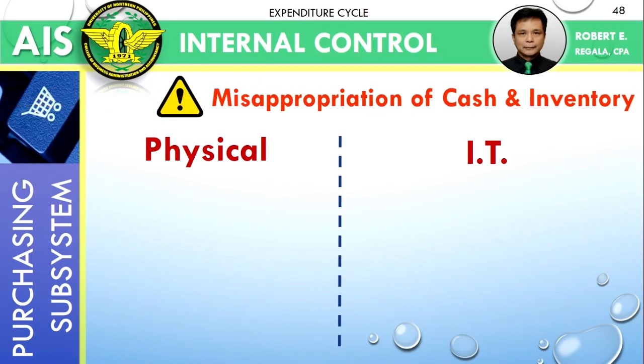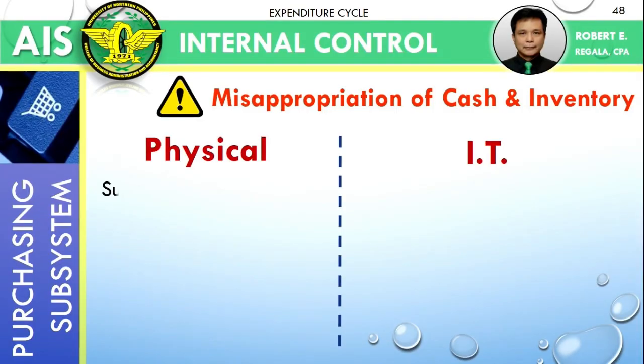Risk of misappropriation of cash and inventory. The greatest risk of inventory theft occurs in the receiving department and the warehouse. Misappropriation of cash may take the form of fraudulent payments to individuals posing as vendors. It may also involve erroneous payments for items not ordered or not received. These risks can be reduced by controls such as supervision, independent verification, and segregation of duties.